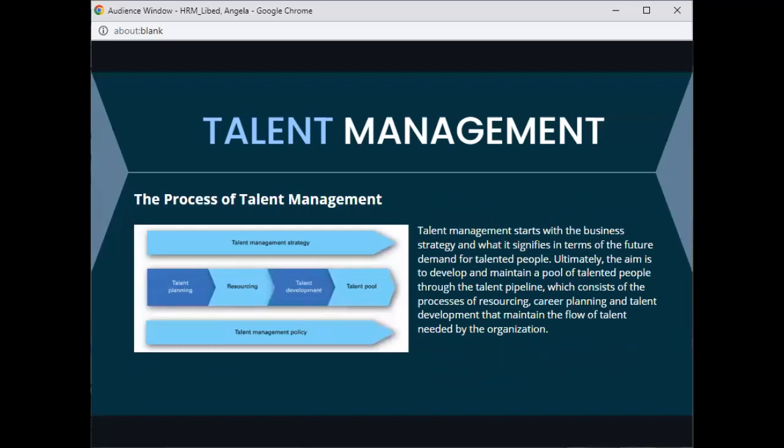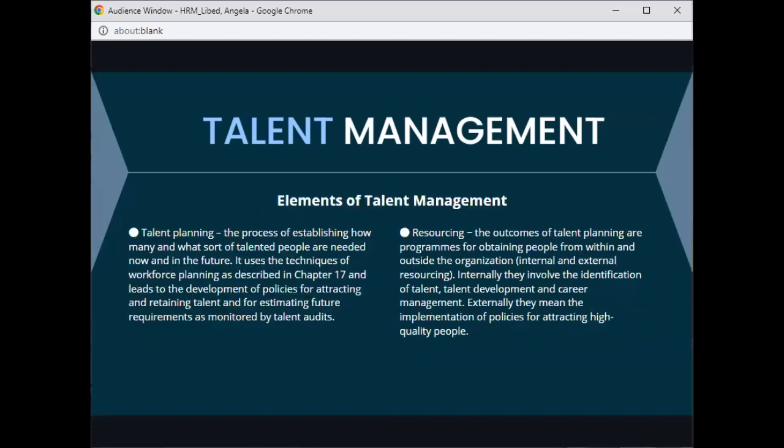So this is an appreciation of table of the process of talent management. So it starts with the talent management strategy and what it signifies in terms of future demand for talented people. The next is talent planning, resourcing, talent development, followed by talent pool. So there are elements of talent management.